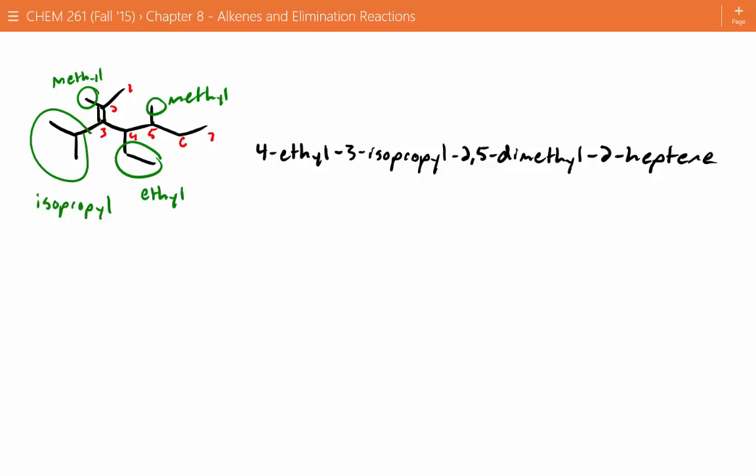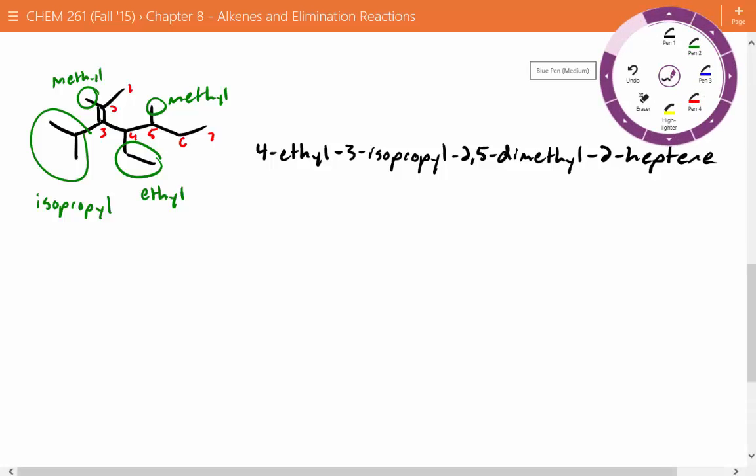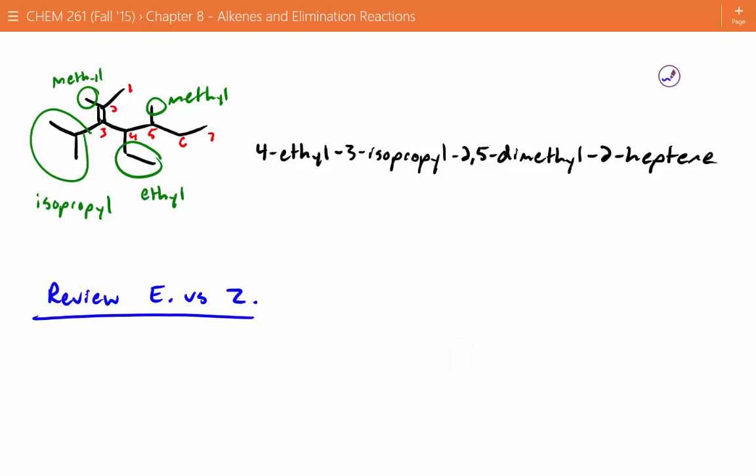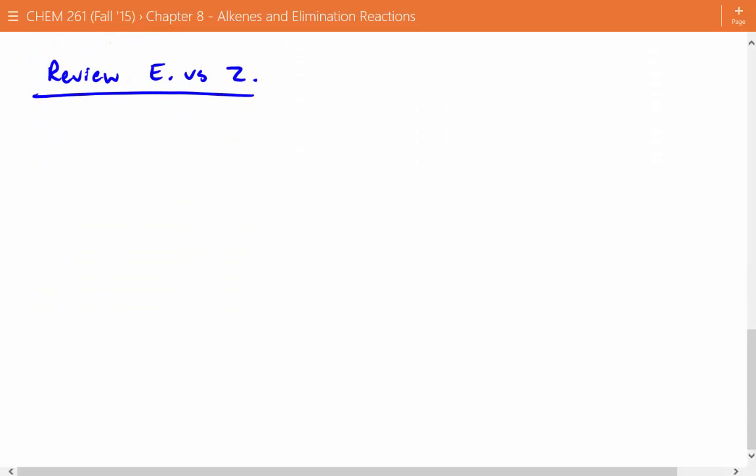All right, is this cis or trans? It's neither, right? Then we have to use a different sort of naming system. So let's review this a little bit: E versus Z. And then we'll go back and add in our correct naming for this top one. But let's review this first, because I know some people are a little rusty on this.